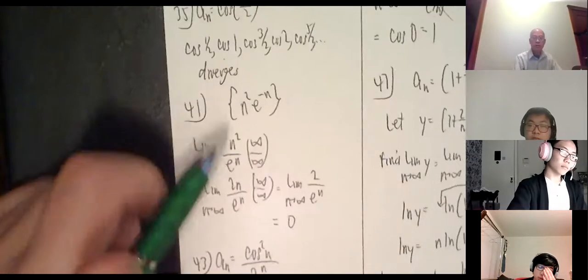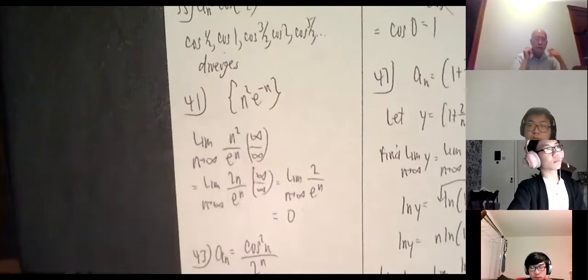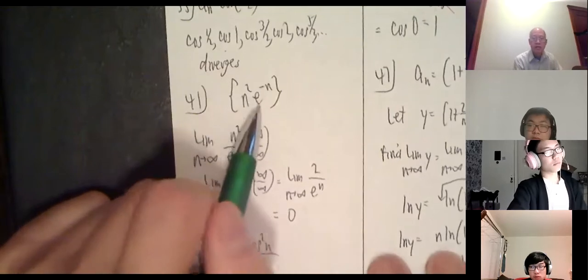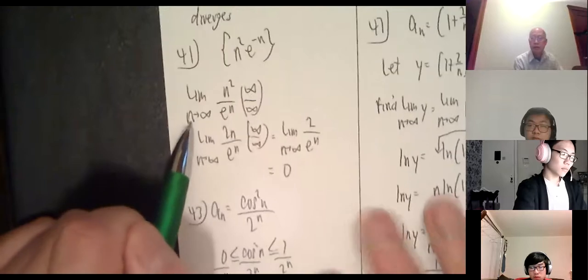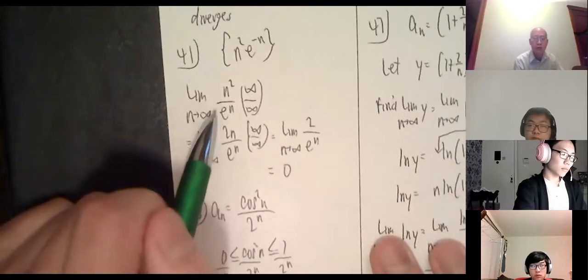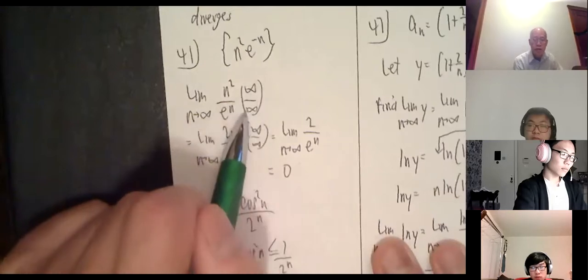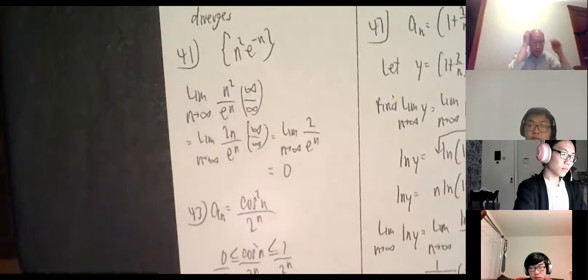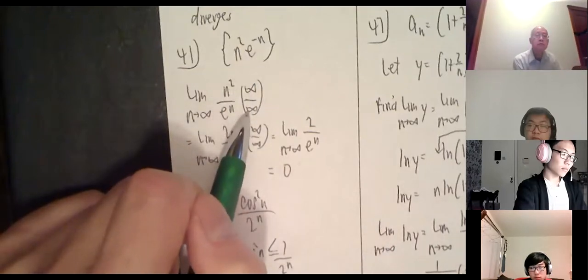Okay, 41. N squared e to the -n. So what's the limit? The best way to do this is to put the e to the n in the denominator. Limit as n approaches infinity of n squared over e to the n. This is infinity over infinity. When n is big, n squared is big, e to the n is big. Infinity over infinity, I could do L'Hopital's rule.